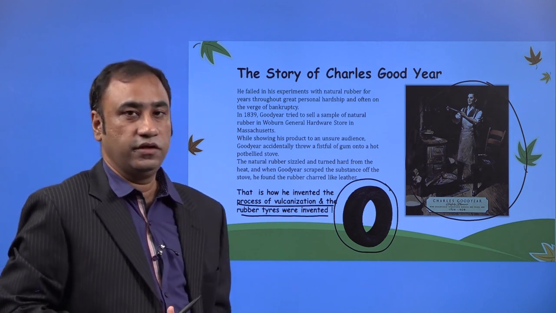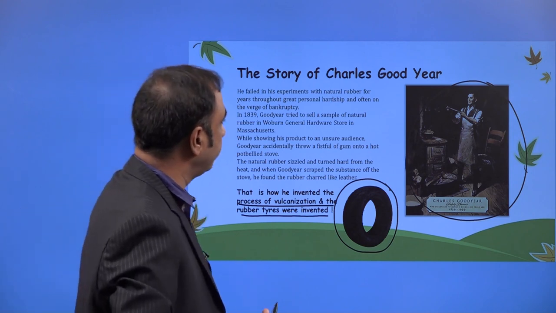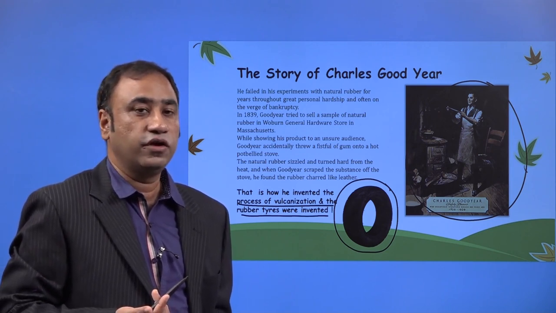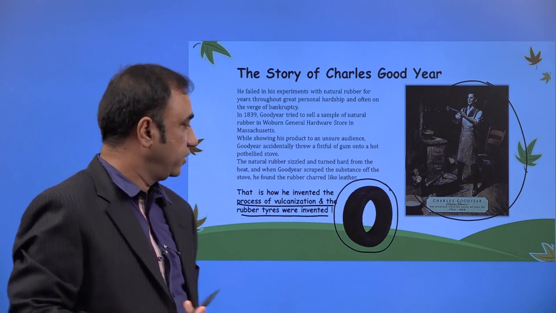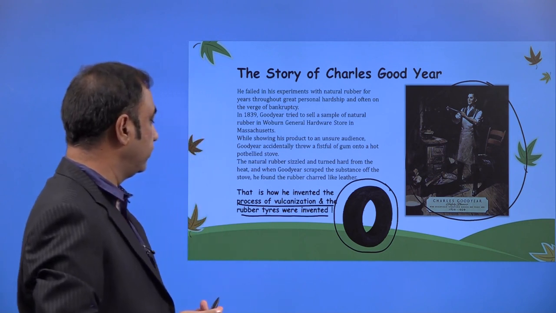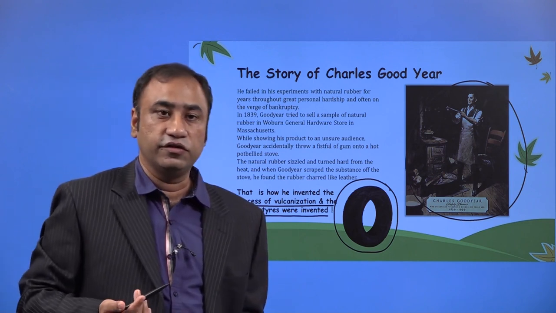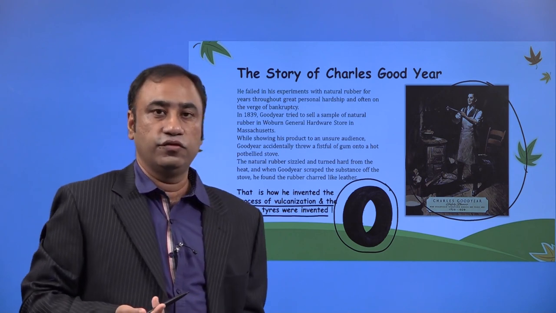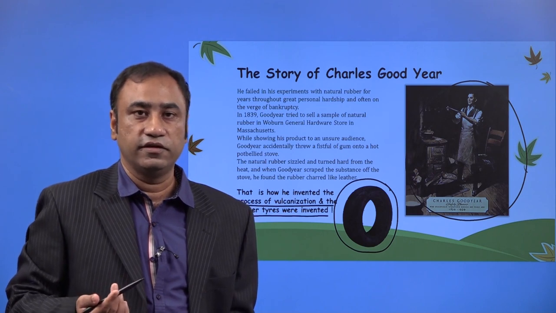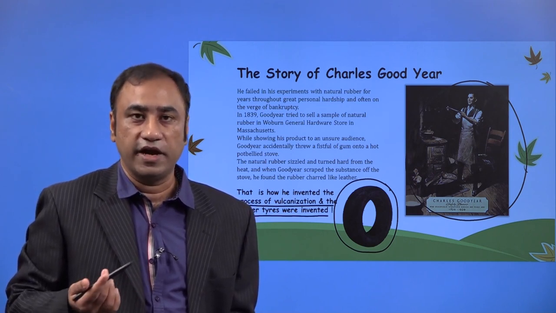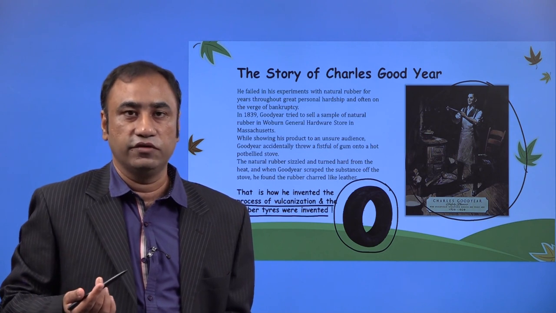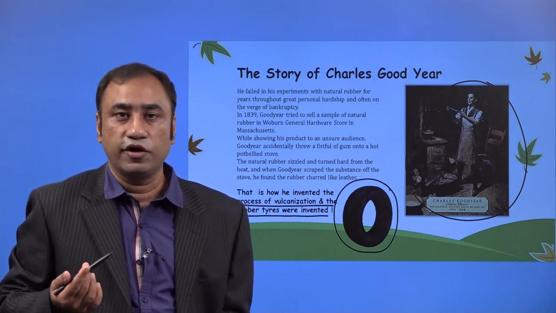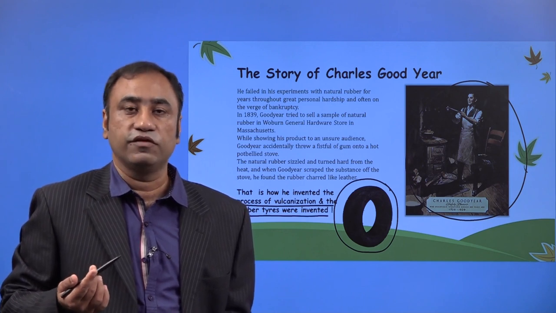See, he had been working on this experiment with natural rubber for a long time, and through a simple accident he invented vulcanization and the rubber tires were invented. And this is where the Goodyear tires came into the picture, right? So for all of us, as I said, failing is not bad. Failing is about learning. When you fail, you learn. You learn from your mistakes and keep on trying what you want to achieve. That is very, very important.